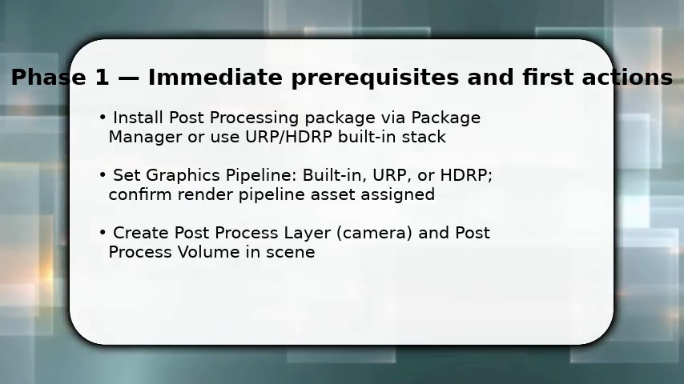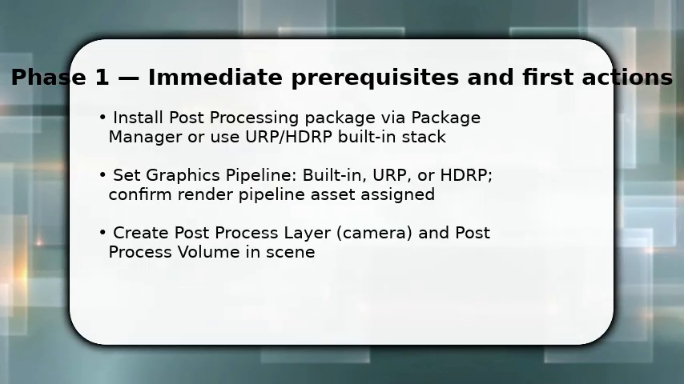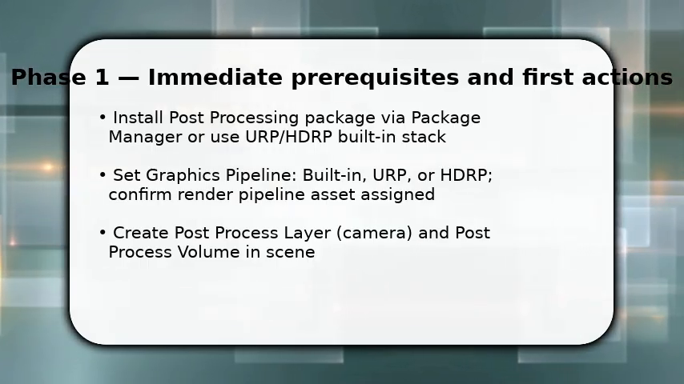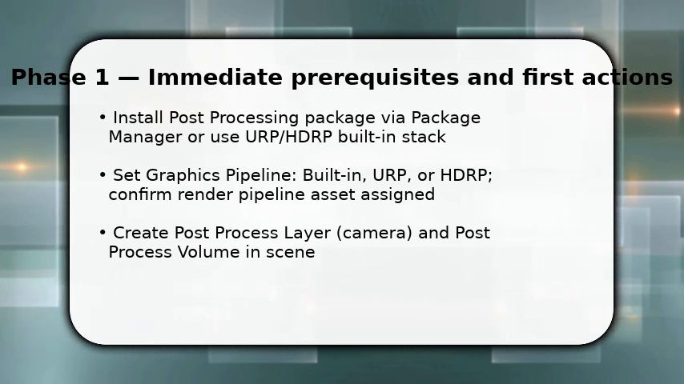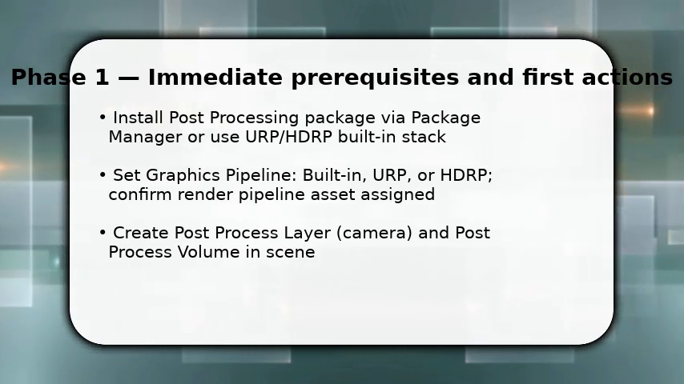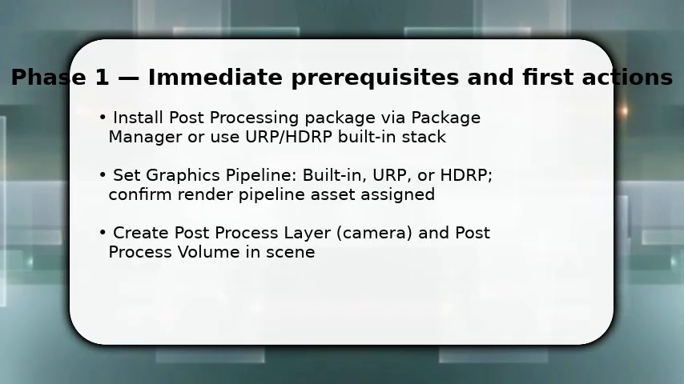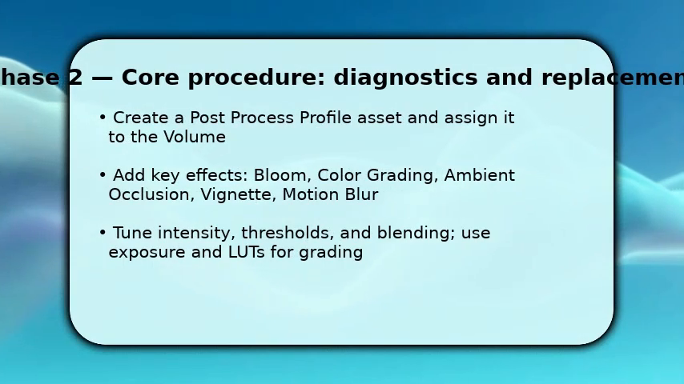Next, create a post-process volume in your scene, make it global or local, and check is global, depending on whether you want full scene effects. You now build the visual profile. Create a post-process profile asset and attach it to the volume.